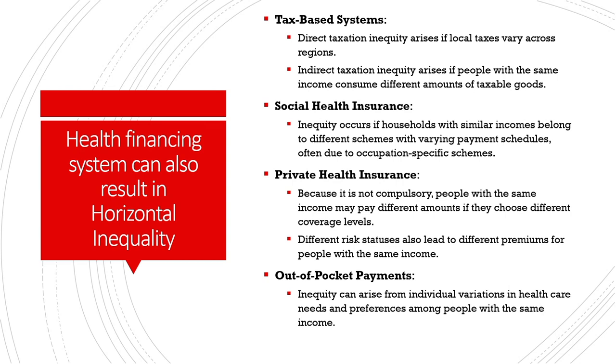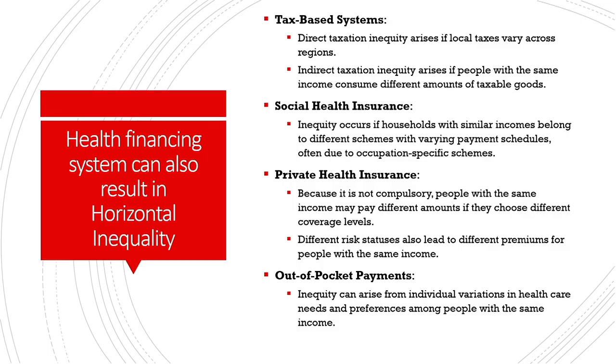So, I may be in the occupation of, let us say, the education sector, someone else may be in the occupation of the health sector. We may have similar incomes, but we may be enrolled in different social health insurance programs, and therefore, that may impact our health outcomes differently. Now, this is also an example of how horizontal equity or inequity can be looked at.